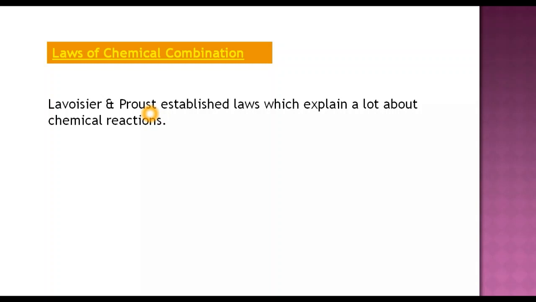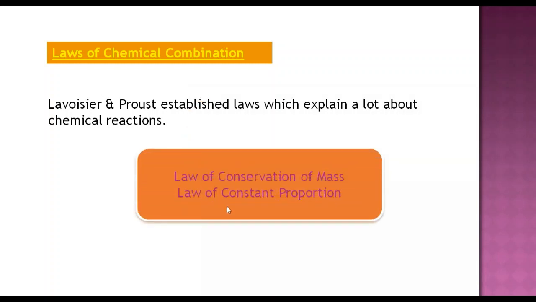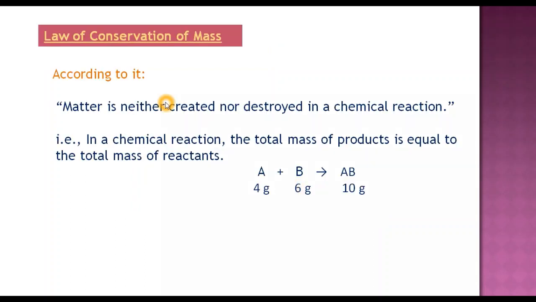So Lavoisier and Proust established the laws which explain a lot about chemical reactions. There are almost 5 laws of chemical combination, but here we are going to discuss only 2 laws. One is the law of conservation of mass, and the other one is the law of constant proportion. So let's try to understand what is the law of conservation of mass.